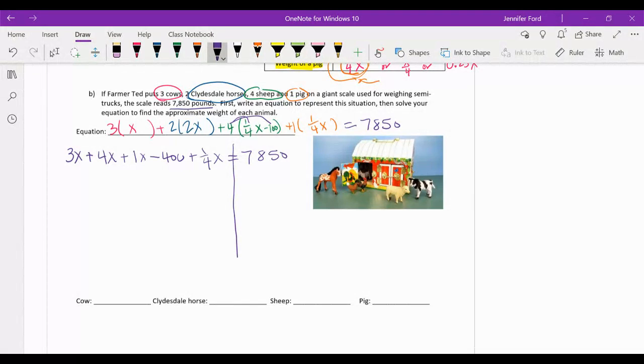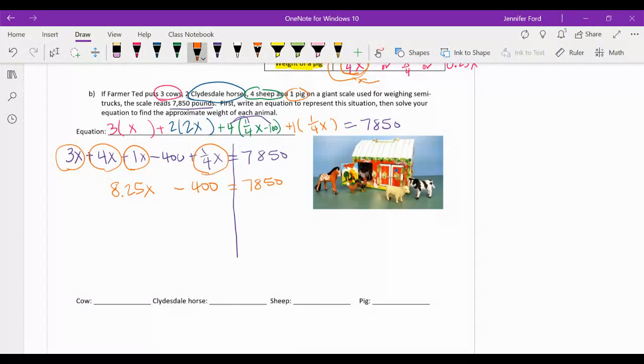I'm going to combine my like terms. So 3 plus 4 is 7. Plus 1 is 8. Plus 1 quarter is 8 and a quarter. Because a quarter is such an easy thing to turn to a decimal, I think I'm actually going to make it into a decimal. So I'm going to write it as 8.25x, and then I still have the minus 400, equals 7,850.